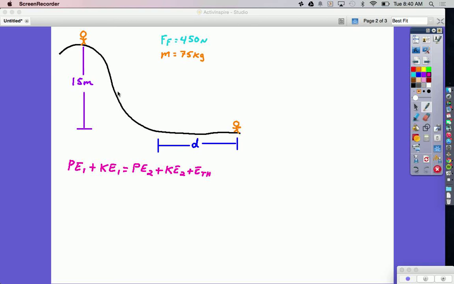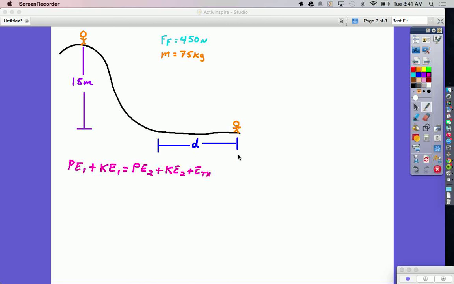We're going to assume that the hill part itself is frictionless and that the flat ground, when the skier gets to here, exerts a 450 Newton friction force on the skier. We want to know how far the skier slides before he will come to rest or stop. So we want to find out this distance, d.